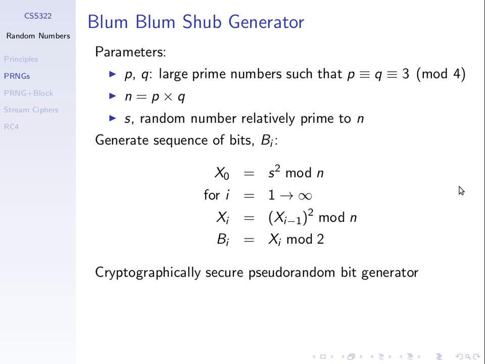Another generator is Blum Blum Shub, named after the three people who came up with this algorithm. We start by choosing some large prime numbers, p and q. Let's not go through a detailed example, we've got one on the slide. The two prime numbers should be large if we want this to work well. And if we mod p and q by 4, we should get 3 as the answer. That's what this statement says: p and q are the same if we mod by 4, and they both equal 3.